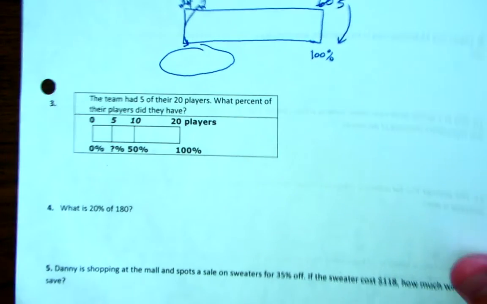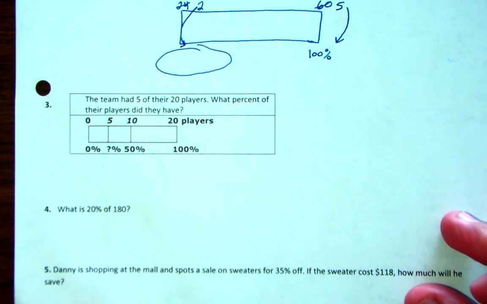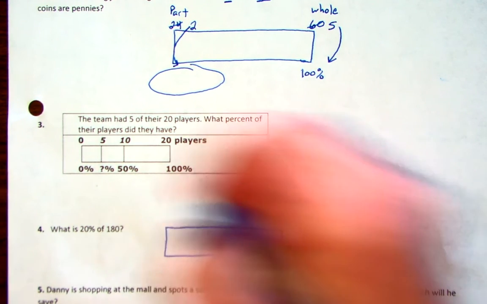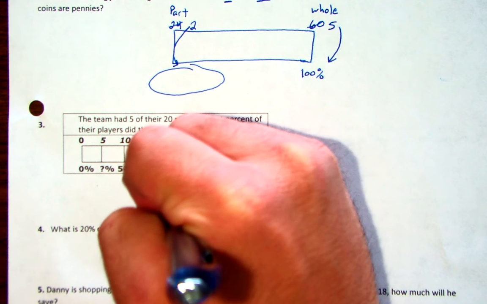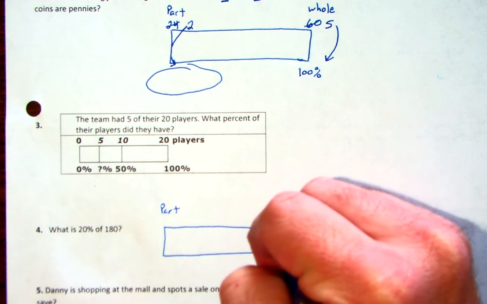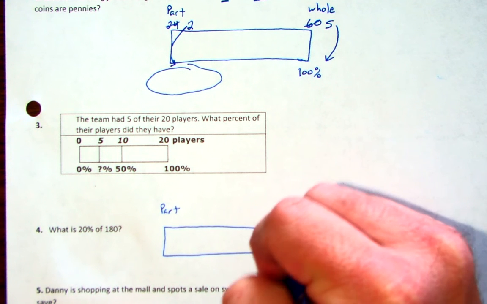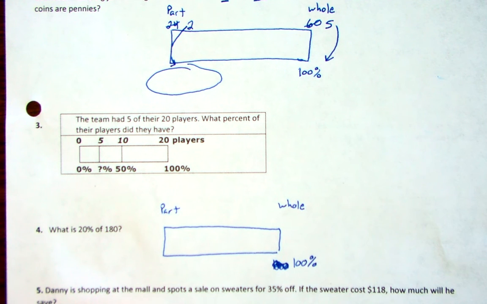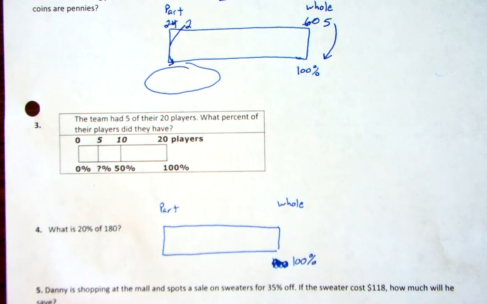Okay, let's look at number 4 now. What is 20% of 180? So let's set up our percent bar. Little typo there, I'm sorry. Got ahead of myself. There it is. Now, what is my part? Given this information, what is my part?